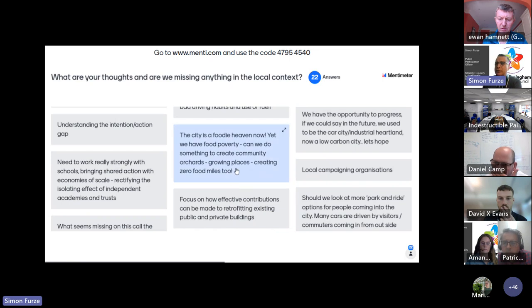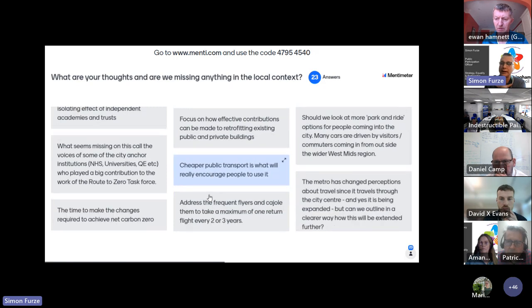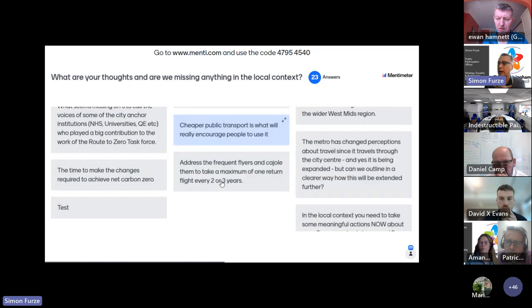The city is now a foodie haven. Oh, it is, isn't it? We have food poverty. Can we do something to create community orchards, growing places, creating zero food miles too? That's really interesting. Got park and ride again. Public transport is something that comes up a lot.